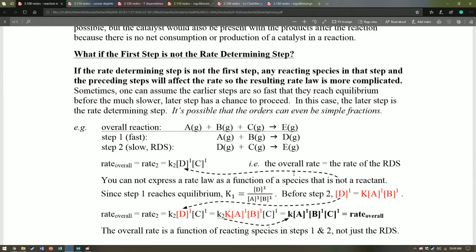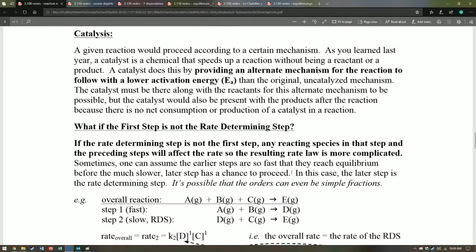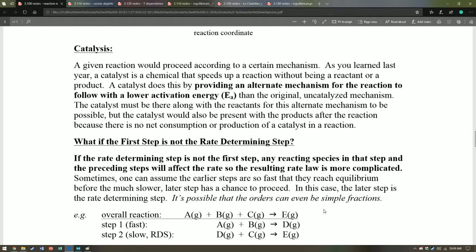Well, what you assume is that the fast steps go to equilibrium, and then you can use that fact. So let's do this worked example here. Here's the overall reaction, and here are the fast and the slow steps.